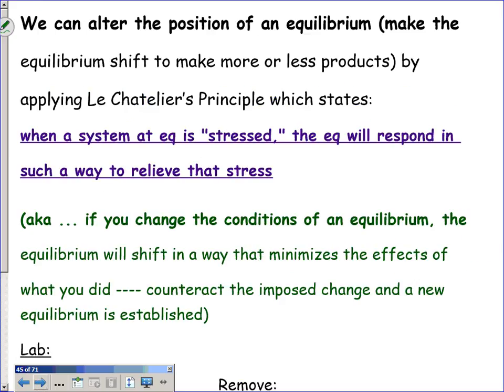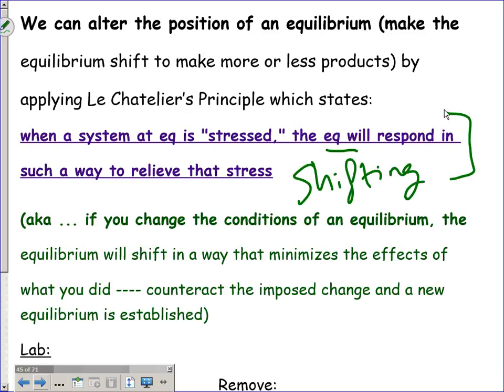So this purple here is basically what we just said Le Chatelier's principle states. If a system's at equilibrium and you stress it out, the equilibrium will respond to relieve the stress by shifting. Okay, so you'll shift left or right, or no shift. I think if I demonstrate some of these through an example, we'll make sense of this.